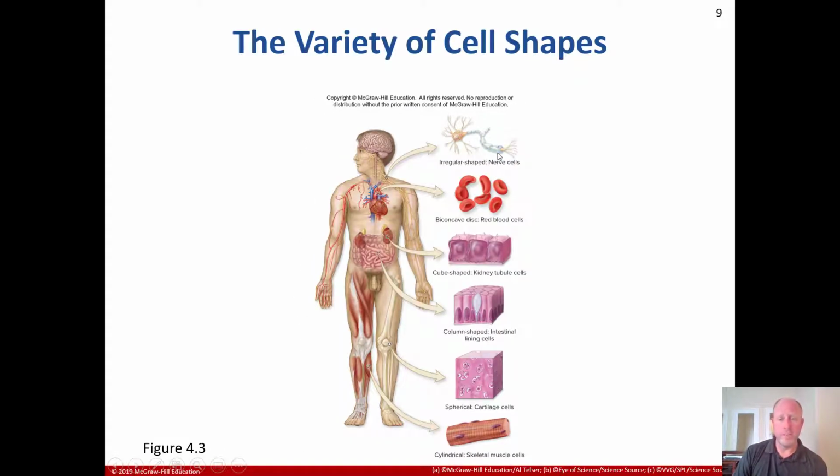And the variety of cell shapes, generally speaking: an irregular shape like a nerve cell, the biconcave disc like a red blood cell, an erythrocyte, a cube shape like the kidney tubule cells, column shape like intestinal lining cells, and a spherical shape like cartilage cells. This kind of throws you off with the cube shape here, but basically cartilage type cells are these spherical type cells here, and cylindrical like skeletal muscle cells.